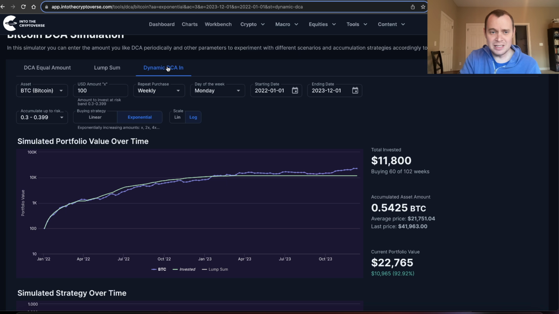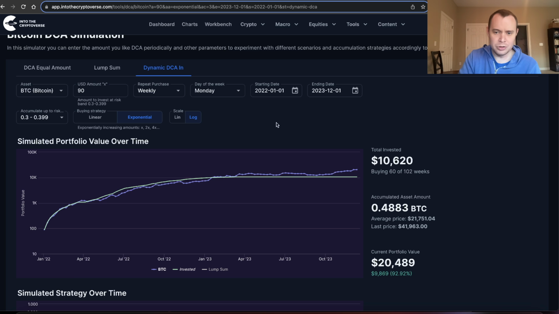But the dynamic DCA, which is based on the risk levels, you'd be up 93%. Yes, you would have put in more, but that's irrelevant, right? It's all about the percent up that it would be. And we can change the X to something that would be closer to the 10,000, just so we're comparing the same exact thing.